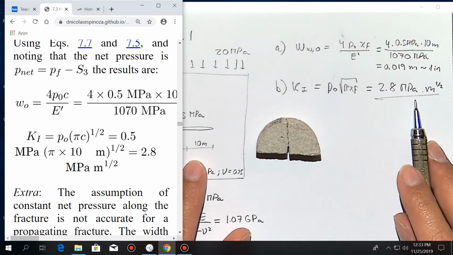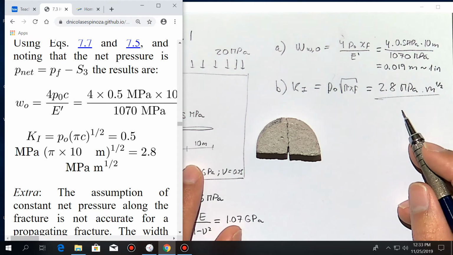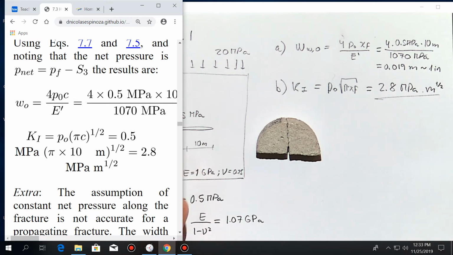You can see that already for a fracture which is about 10 meters half length, or 30 feet, with a relatively small pressure of 0.5 MPa or 70 PSI, the intensity is quite high. The message of this part of the problem is that once the fracture starts to grow and has some length, the stress intensity is always going to be higher than the toughness. So we actually don't care anymore about toughness, and the fracture is just going to grow without that control from the rock.